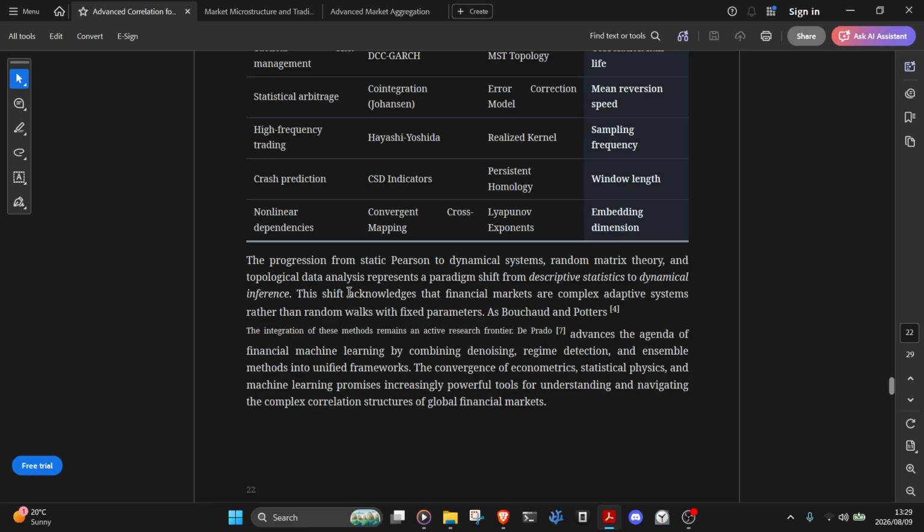This shift acknowledges that financial markets are complex adaptive systems rather than random walks with fixed parameters. As reference 4 states, the integration of these methods remains an active research frontier. The López de Prado reference 7 advances the agenda of financial machine learning by combining denoising, regime detection, and ensemble methods into unified frameworks. The convergence of econometrics, statistical physics, and machine learning promises increasingly powerful tools for understanding and navigating the complex correlation structures of global financial markets.